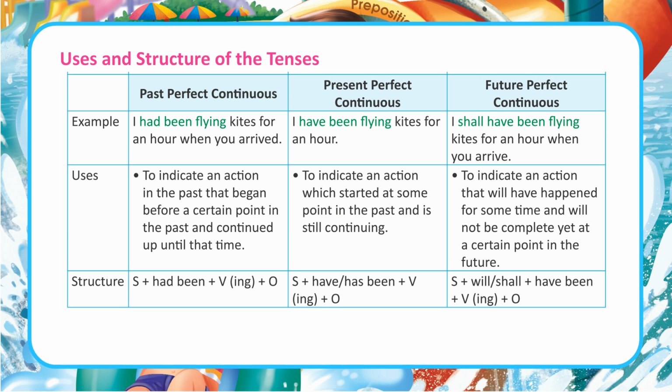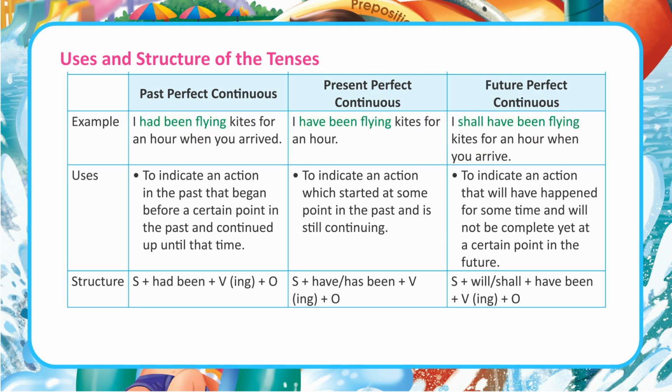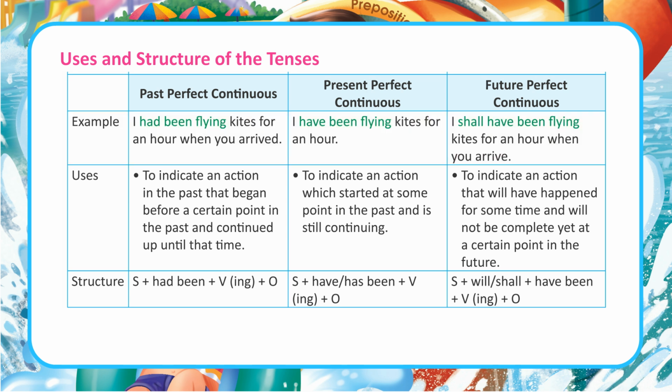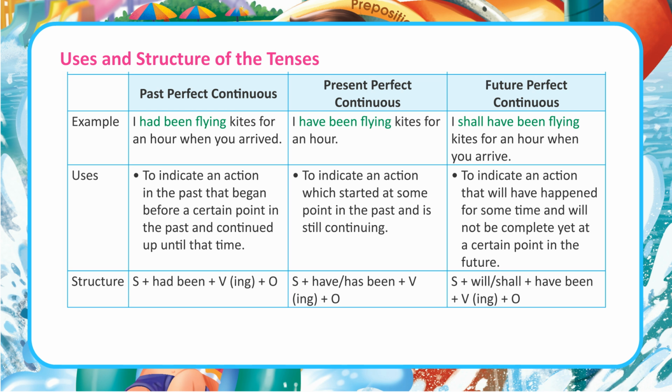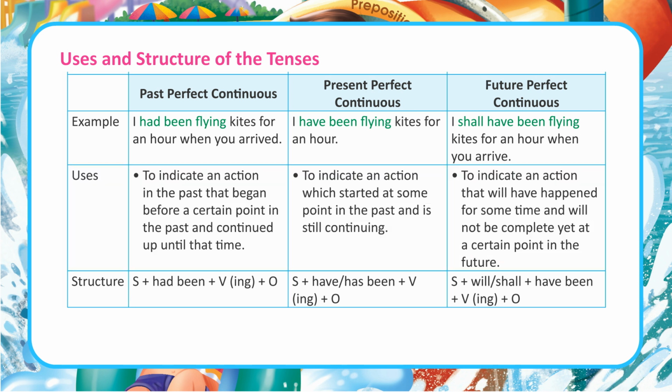Past perfect continuous, present perfect continuous, future perfect continuous. Example: I had been flying kites for an hour when you arrived. I have been flying kites for an hour. I shall have been flying kites for an hour when you arrive. Uses: to indicate an action in the past that began before a certain point in the past and continued up until that time. To indicate an action which started at some point in the past and is still continuing.